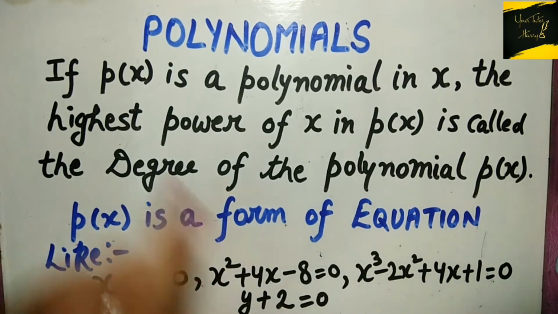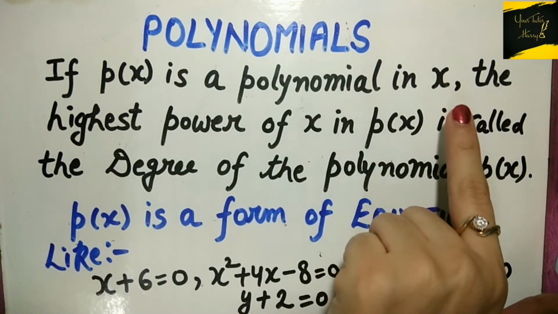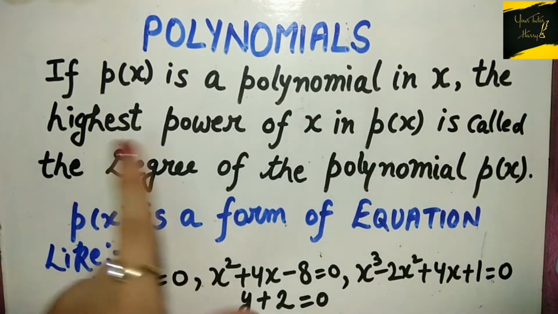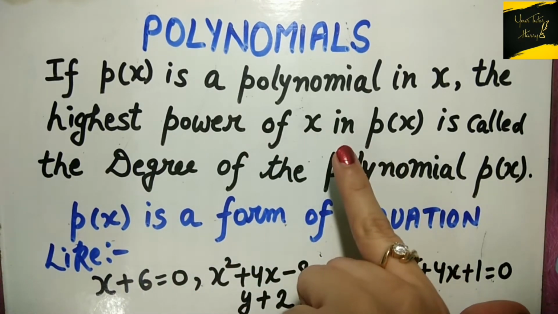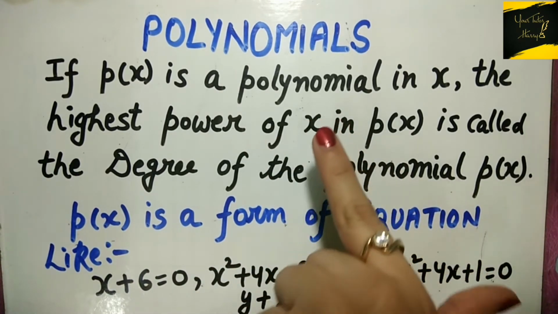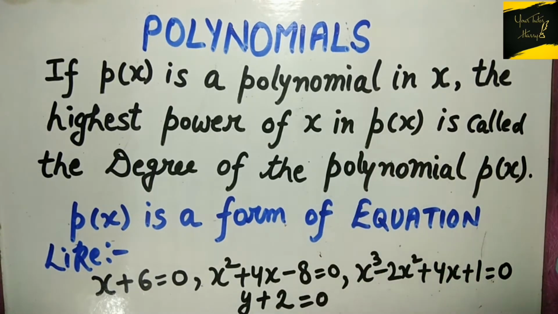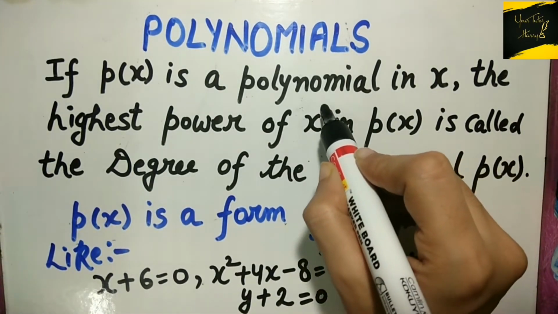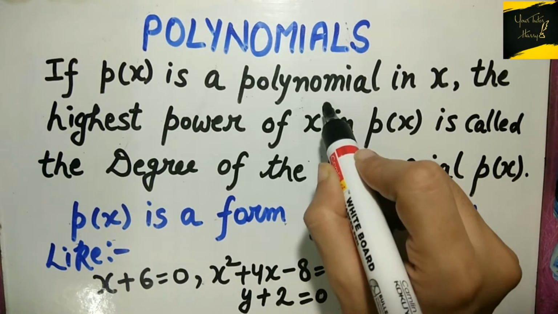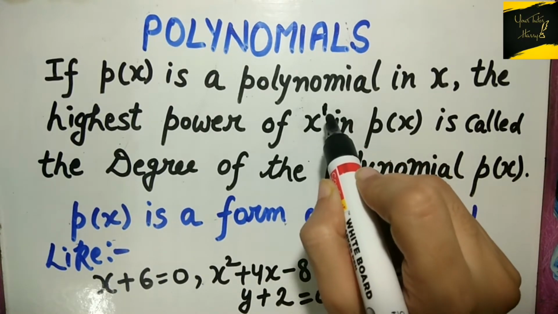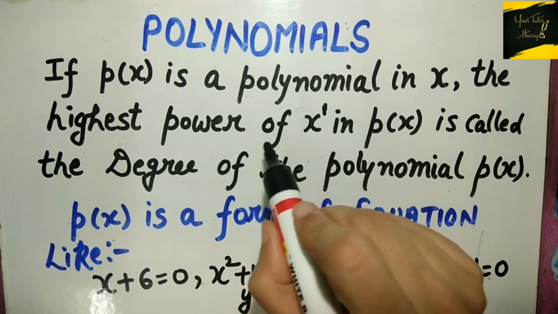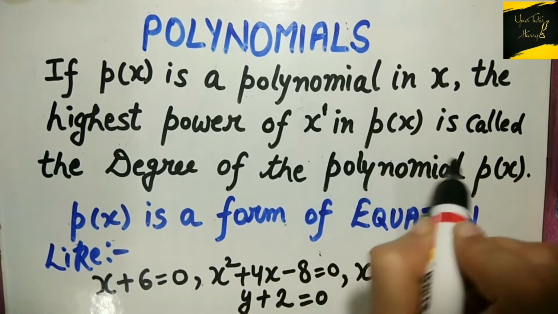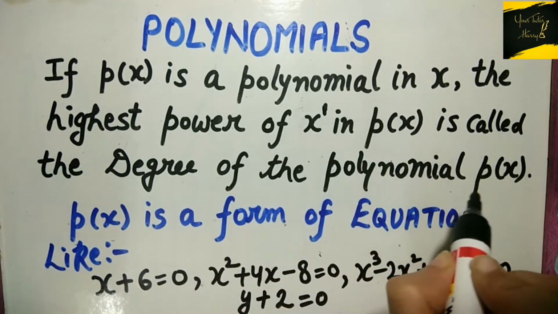So if p(x) is a polynomial in x, the highest power of x, power is what? Power is the degree. Like here the degree is 1. x contains degree 1, so the highest degree is 1. So the highest power of x in p(x) is called the degree of polynomial p(x).